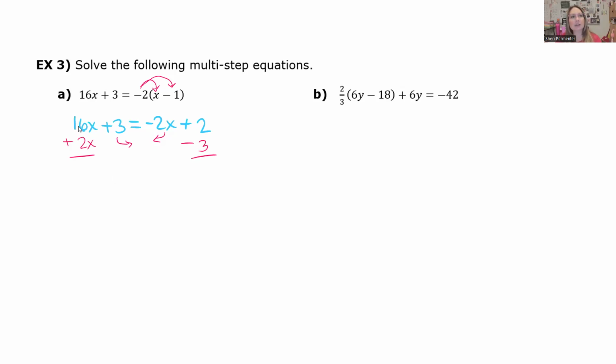So on the left, I've got 16 plus 2 is 18. And then on the right, what is 2 minus 3? Negative 1. And then my last step, how do I get rid of multiply by 18? Divide by 18.